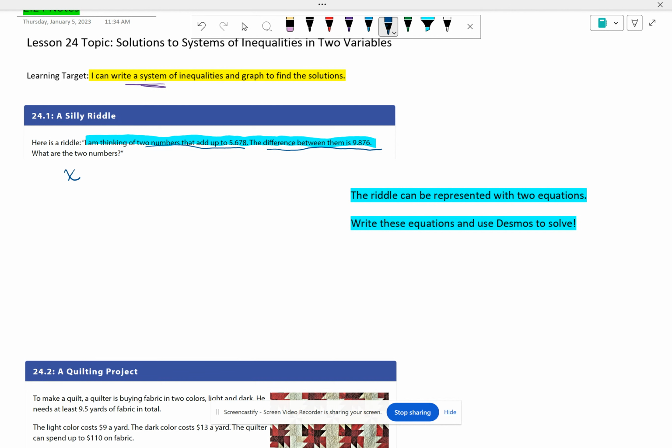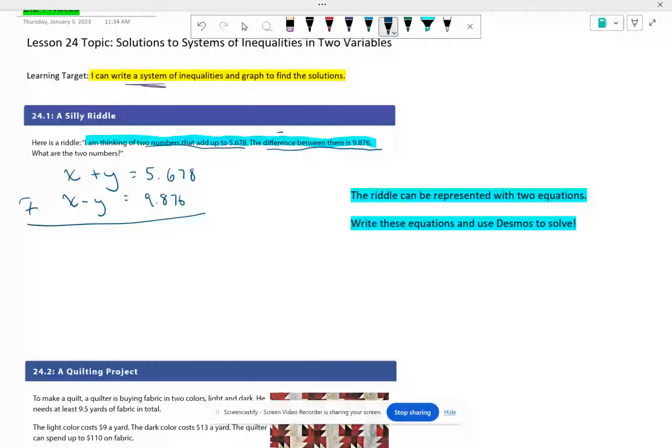So if I pick my numbers to be x and y, they add up to 5.678. The difference, think subtraction, is 9.876. Now, if you want to type this into Desmos, you can quickly find out what the solution is, and feel free to do that. But I'm actually going to do this one out, because if you recognize the way it's set up, we could probably just use elimination here.